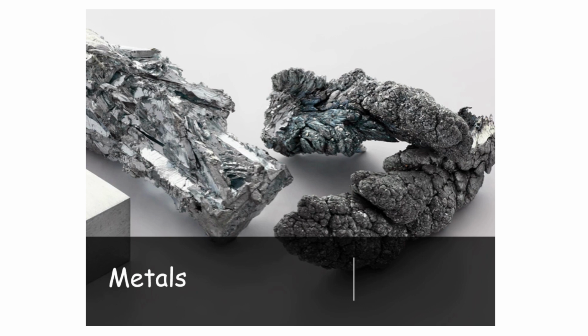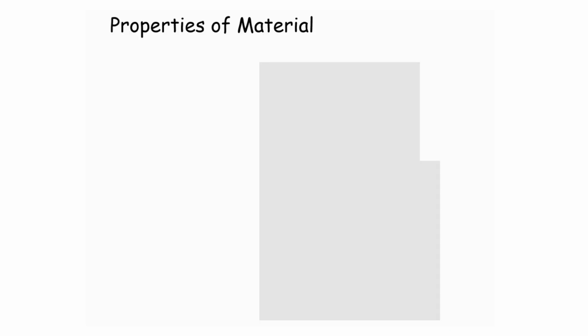In terms of matter, we have different states of matter. The most common are solids, liquids, and gases, and the lesser known state of matter is what we call a Bose-Einstein condensate. Now we move on to the properties of materials.